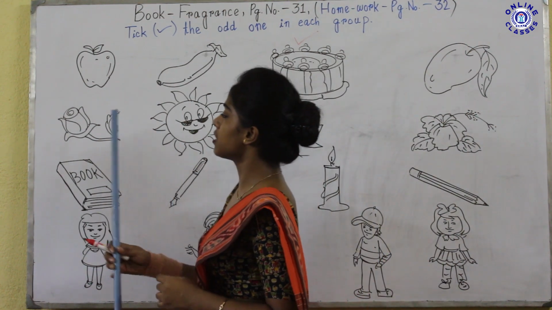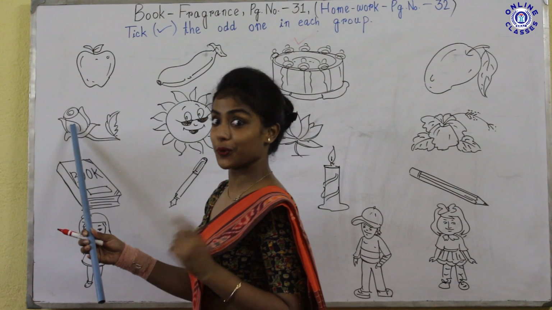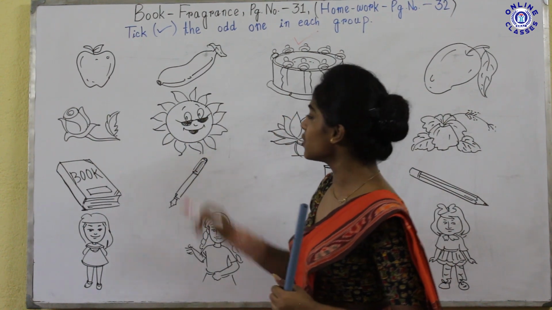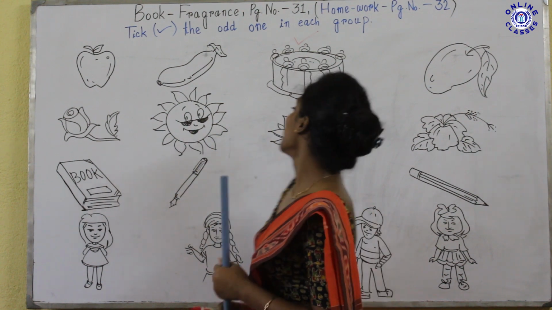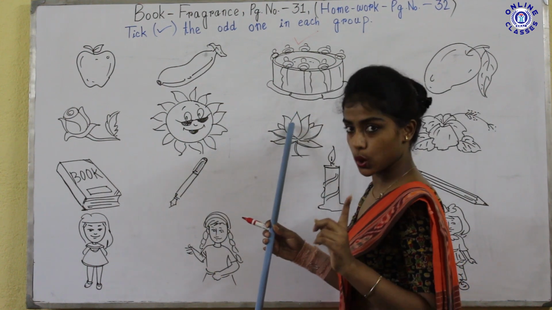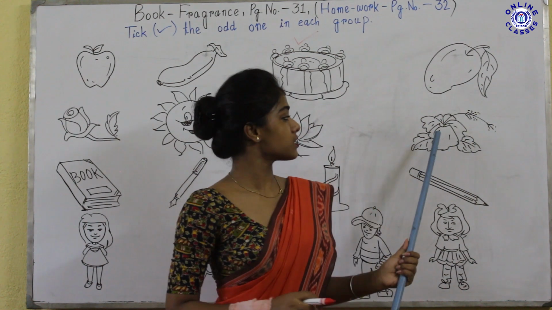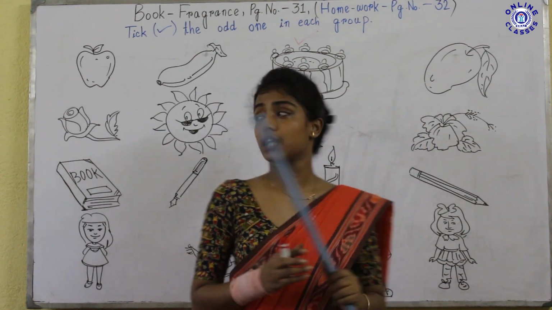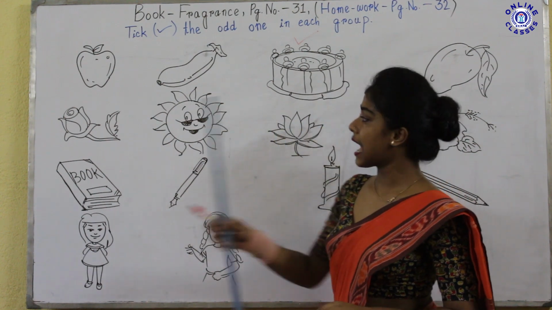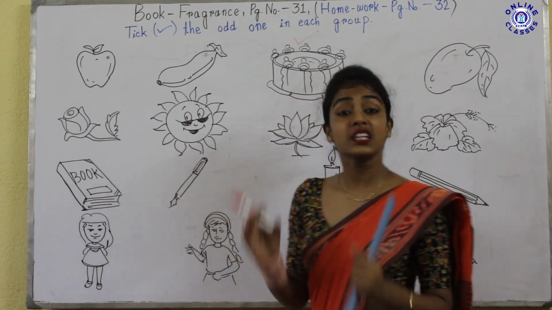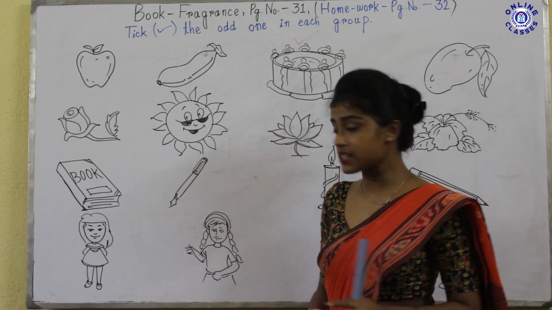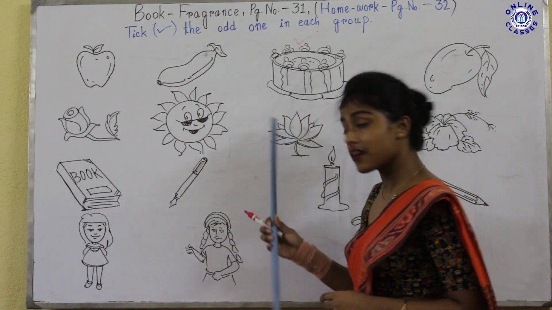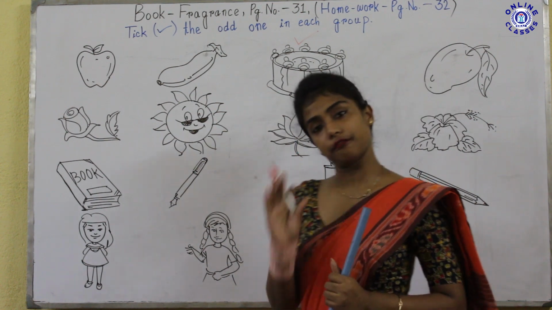Now look at the picture. What is this? Rose. And what is this? Sun. Look, the sun is smiling. Now what is this? This is a lotus. And what is this? Hibiscus. So, hibiscus, lotus and rose. These are flowers, right? Rose is a flower, lotus is a flower and hibiscus also is a flower.